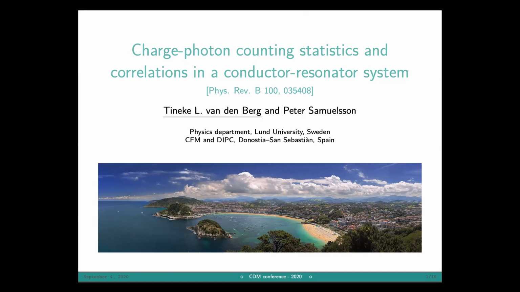The work I'm presenting was done in Sweden with Peter Samuelson, who has published quite a lot on this subject with this group. I now work in Spain. It's a circuit QED system. It's about charged photon counting statistics and correlations in conductor-resonator systems. It's published in this article here, PRB.